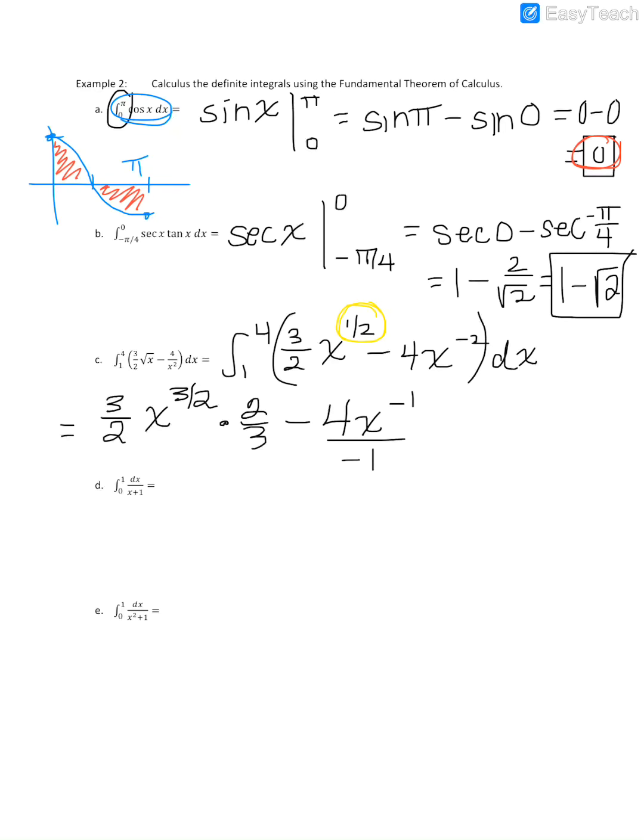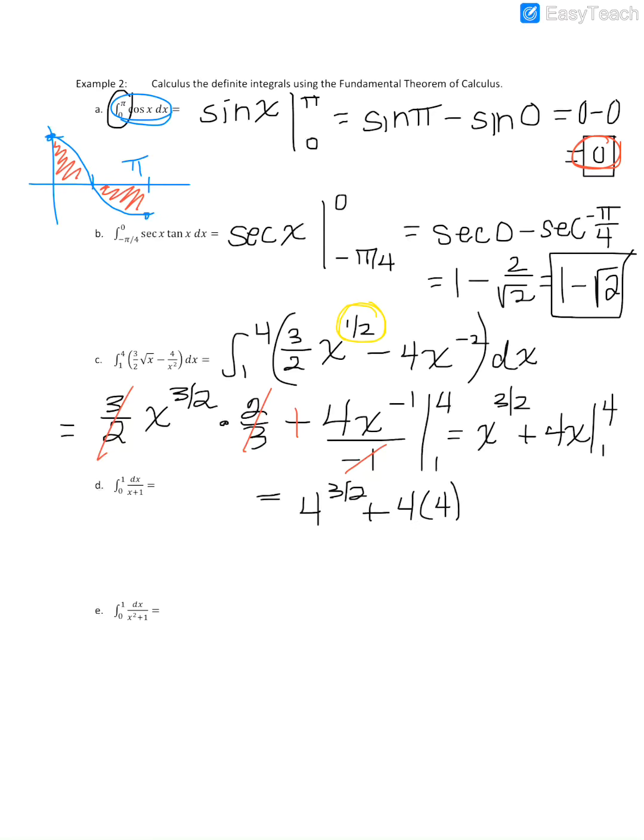Okay, this is being evaluated from 1 to 4. All right, here at the front, the 3/2 and the 2/3 cancel. Here, the negative cancels. That becomes a plus. So I have x to the 3/2 plus 4x evaluated from 1 to 4. Okay, so remember we start by plugging in the 4. That's our upper bound. Okay, I plug that in. Minus, and now I plug in the 1.